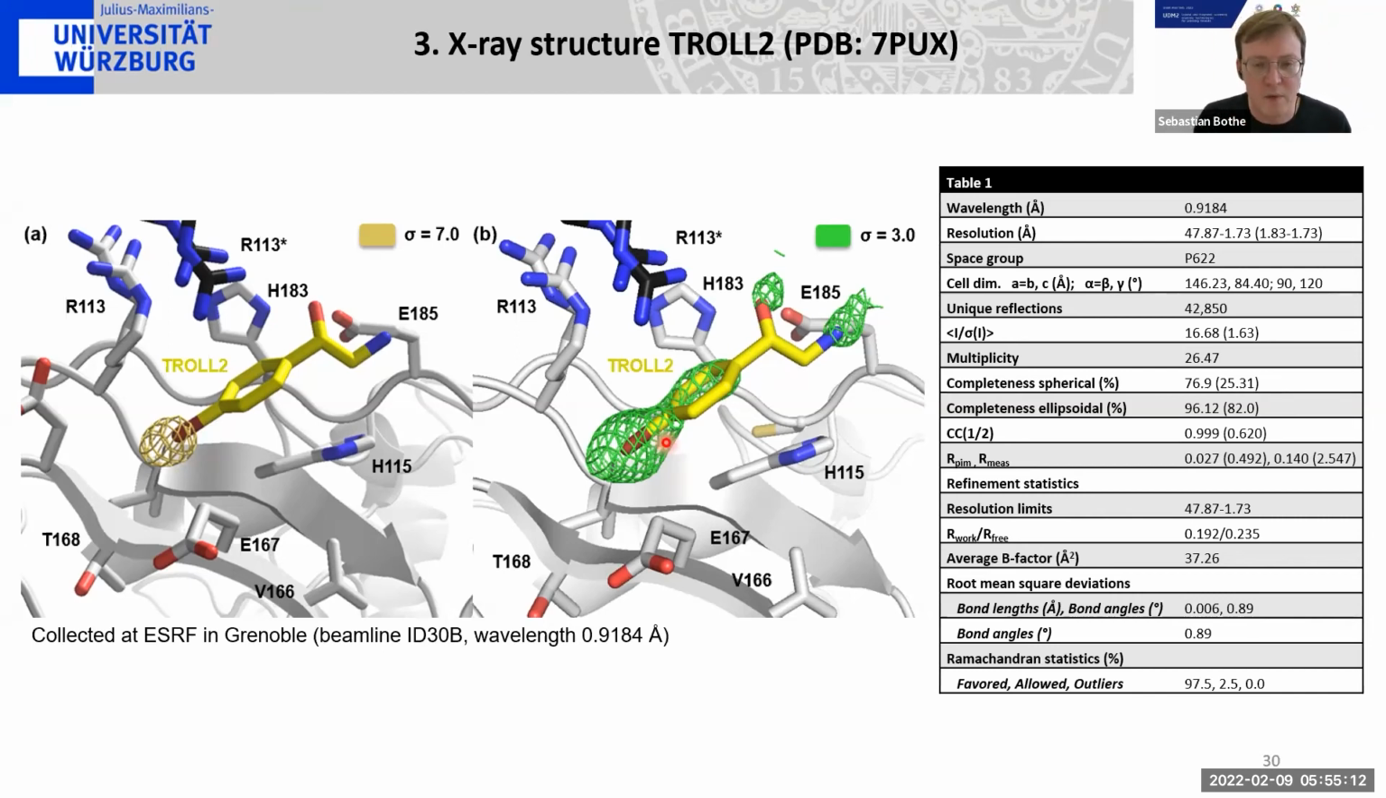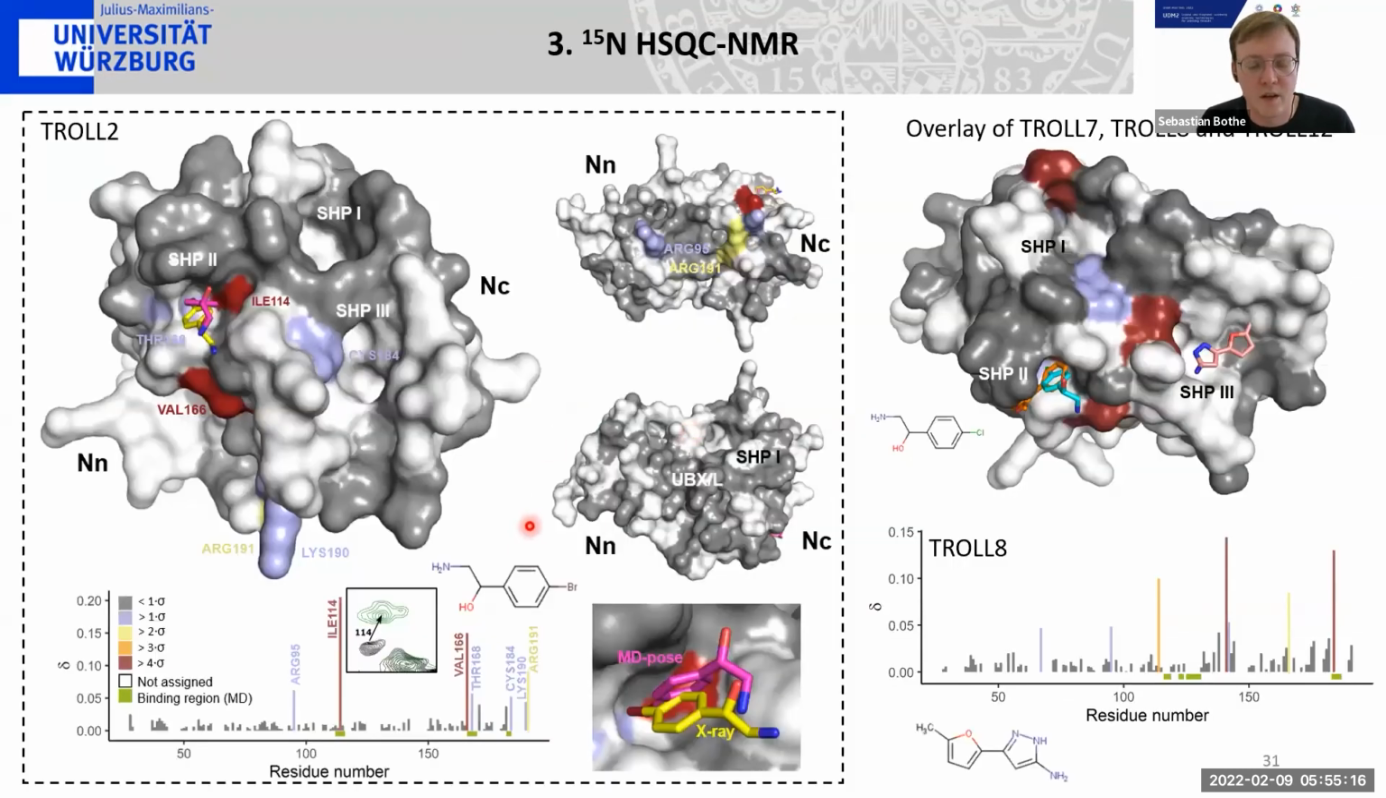To gain a little more confidence in the binding site, we then performed 15N HSQC NMR measurements, and also got a significant signal for the TROL2 here in the SHP2 site, where we have the highest chemical shift perturbation for isoleucine 114.